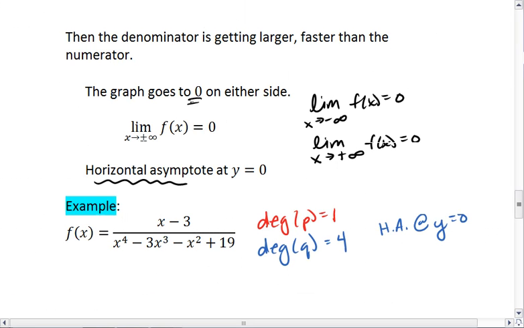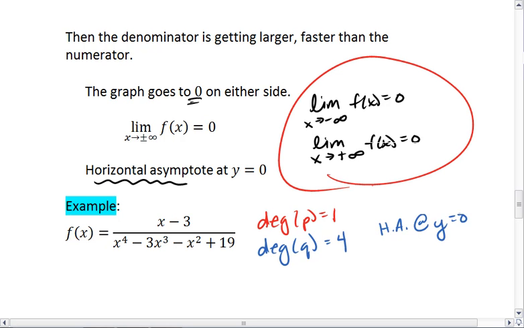And that matches up with what we saw about limits. The limit as x goes to negative infinity of our function, the output is 0. As x goes to positive infinity, the output also goes to 0. This will occur whenever your denominator has a higher degree than your numerator.